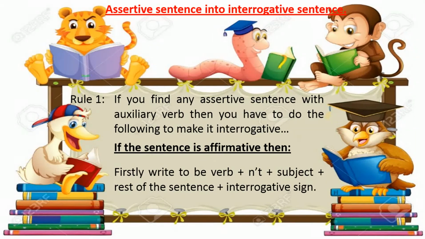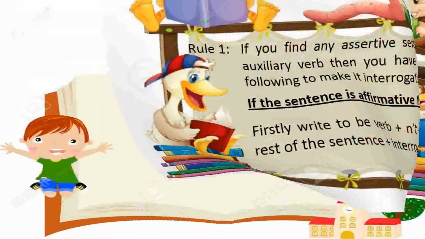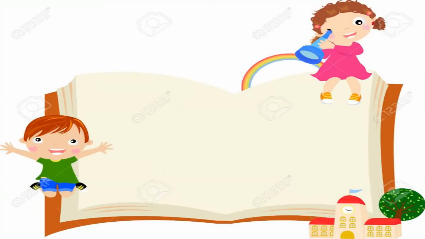So firstly you have to use the auxiliary verb plus not plus subject plus rest of the sentence plus interrogative sign. The most important part of this rule is the interrogative sign. If you forget to put the sign, the sentence will be wrong. So remember it very carefully. Let's go for some examples of these rules.